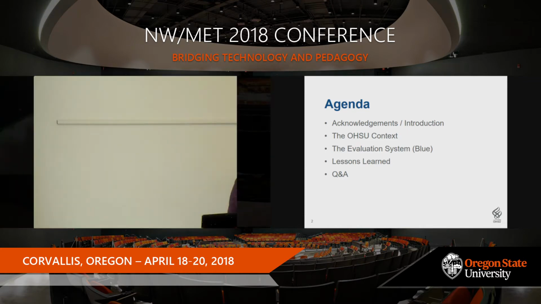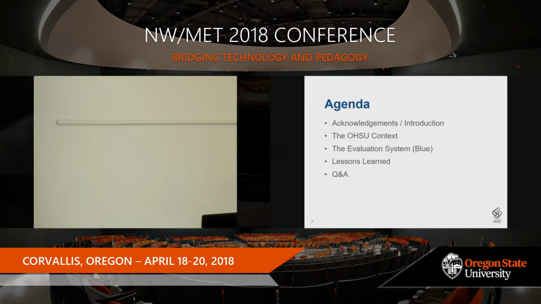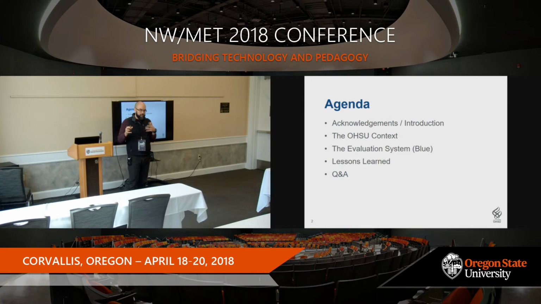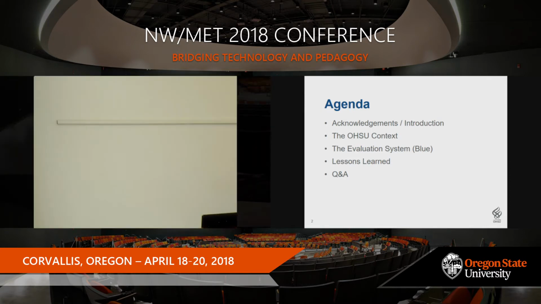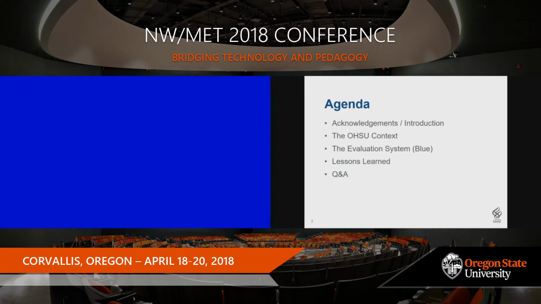The agenda for today, real quick: I'll do some acknowledgments and a little introduction. Talk a little bit about the OHSU context. At the risk of sounding like special snowflakes, it is a health sciences university, which makes it a little more unique than the traditional undergraduate, graduate liberal arts institution. Then talk a little bit about our course and teaching evaluation system, which is called BLUE, and then what we've learned through the process of implementing BLUE at OHSU.